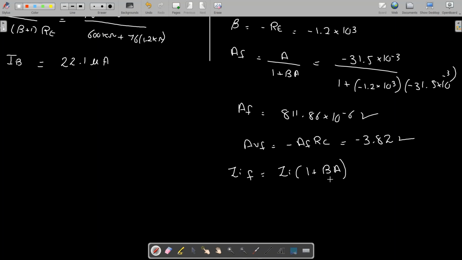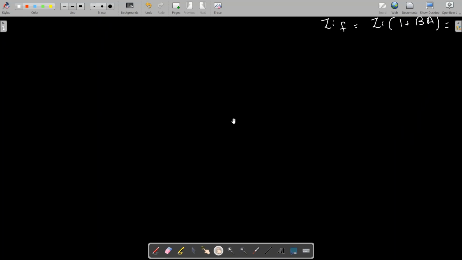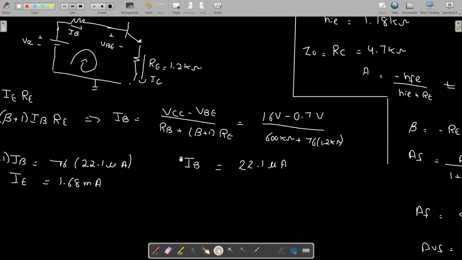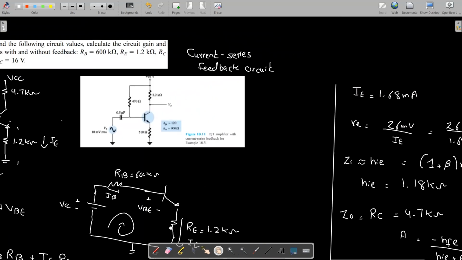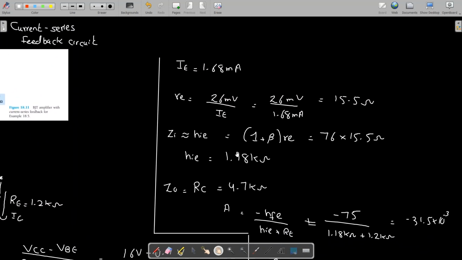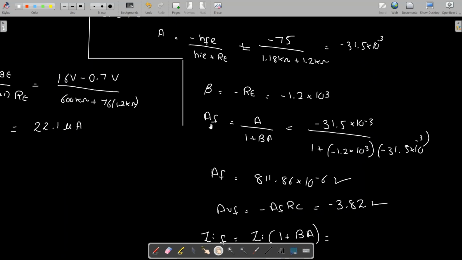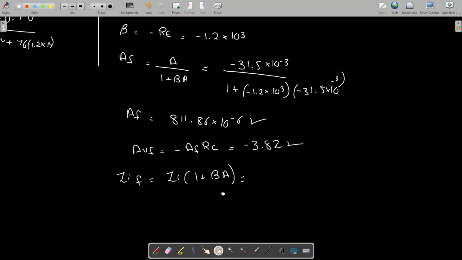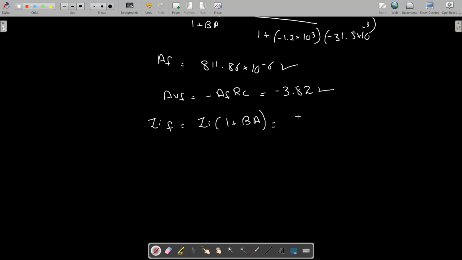So Zi, we have found out the Zi somewhere around here. Here it is. Zi is your 1.18 kilo ohm. That will be multiplied by 1 plus beta A, which is 38.8. And this comes out to be 45.8 kilo ohm. This is your input impedance with feedback.